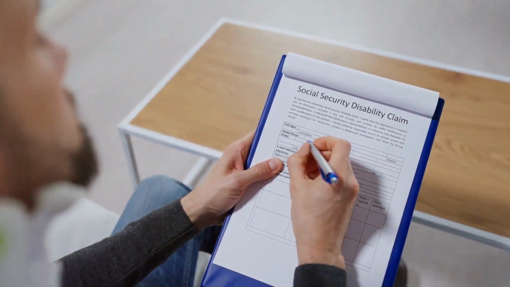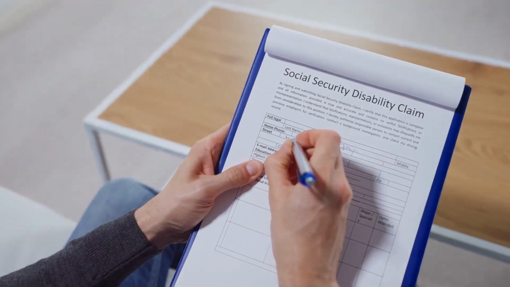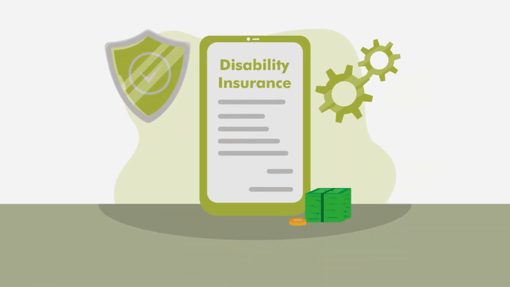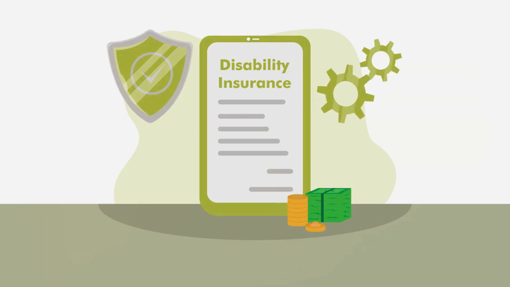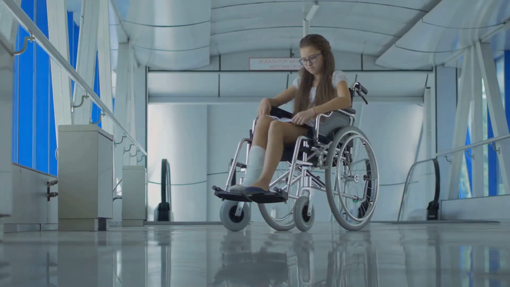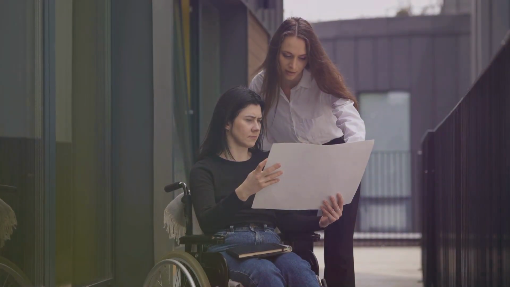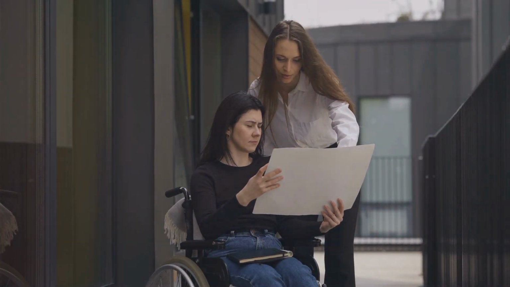Social Security disability benefits are designed to provide a safety net for those who have contributed to the system. To qualify, you must meet specific medical and work-related criteria. The Social Security Administration, or SSA, uses a strict definition of disability. You must be unable to engage in any substantial gainful activity, known as SGA, due to your medical condition.